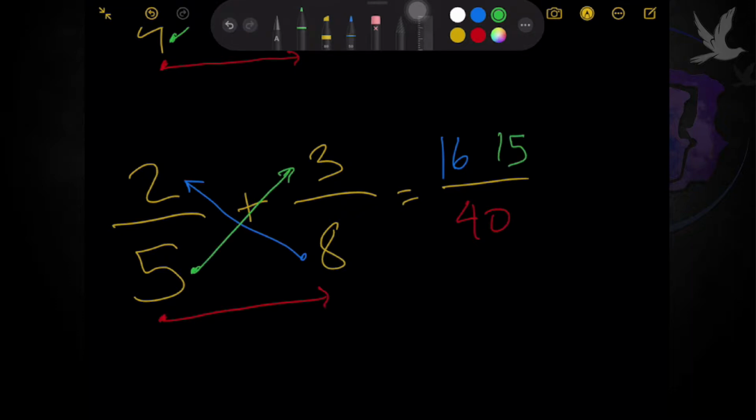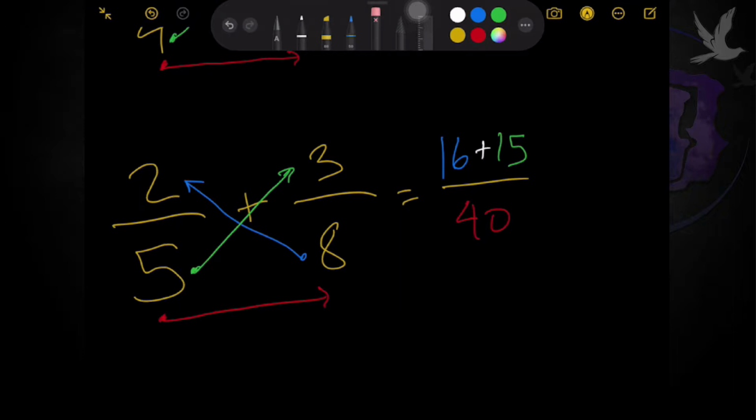So observe where the answers go according to their colors. Okay? 5 times 8 is 40. 8 times 2 is 16. 5 times 3 is 15. Observe where they go. That's how you should write them down.